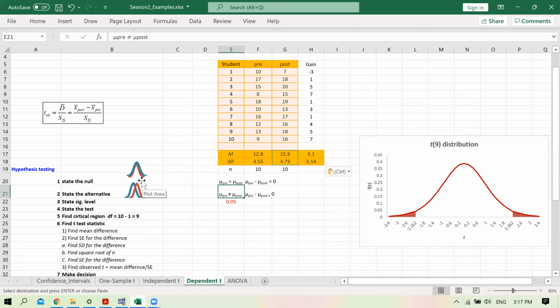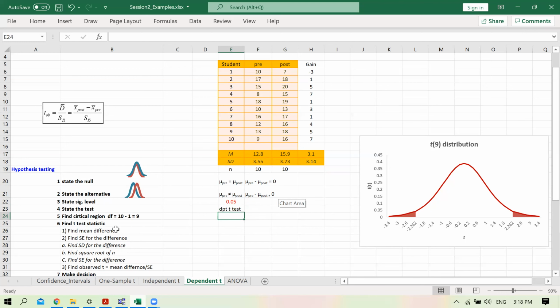If we draw a graph for the null and alternative hypotheses, it will look like this. The null basically says the two means are the same. For the alternative, the two distributions, the pre and post-test distributions, have different means. And the significance level is 0.05. So if there's only a 5% chance or lower that the difference we see in our sample data is due to random sampling error, we're going to reject the null. The test is the dependent t-test because the pre and post scores are related.